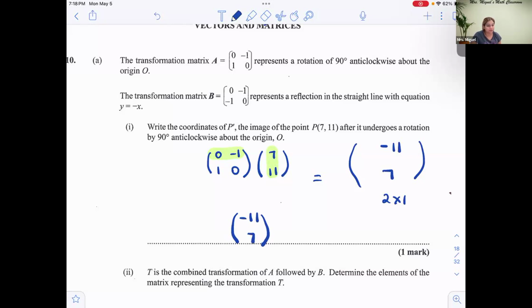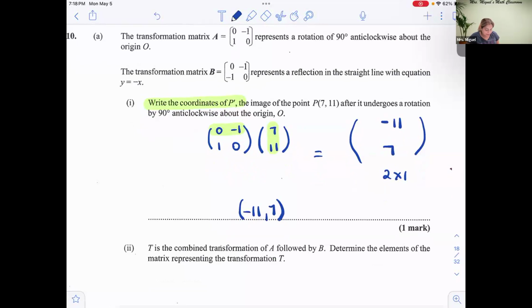But if you notice, they ask for the coordinates. So then I want you to write it like this. You write it (-11, 7). CXC is very particular about what they ask, right? So they want coordinates, so write it as a coordinate.